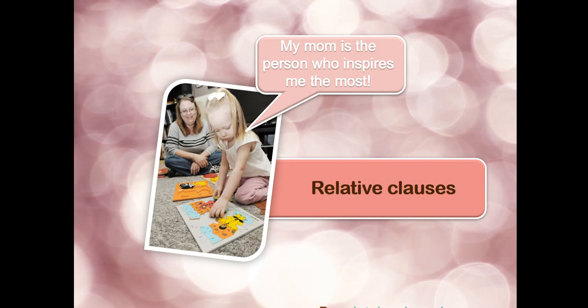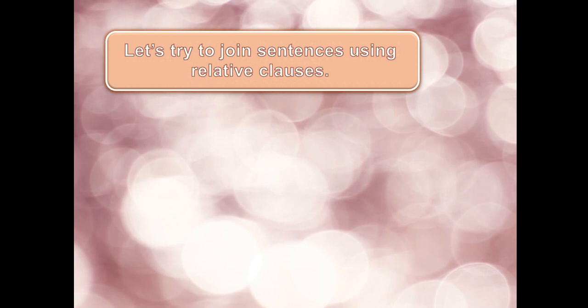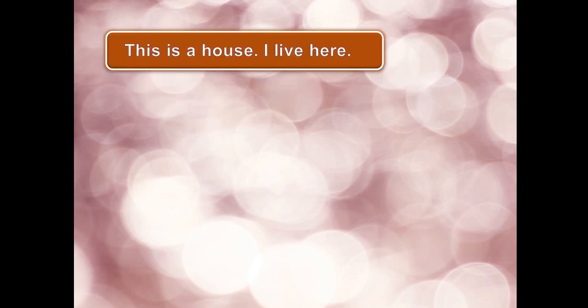Like this example: my mom is the person who inspires me the most. Who inspires me? My mom. So who here links two sentences: my mom is the person, and she inspires me the most. Let's try to join sentences using the relative clause. We will see different types of relative clauses and the usage of each one.